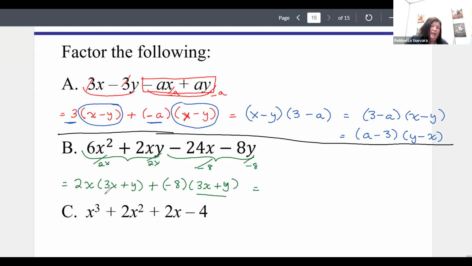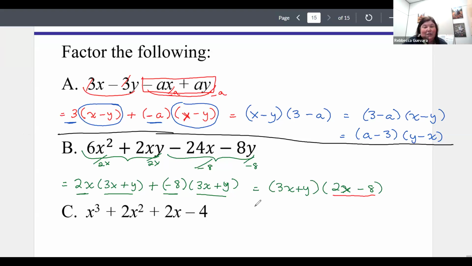So we see we both have a 3x plus y. And what's left over is my 2x here and my negative 8 here. So there's a possibility, and you may have noticed that I actually can factor this a little further. So to factor something completely means we can't factor any terms any further. And actually this one can factor just a little bit further. Both of these are divisible by a 2.